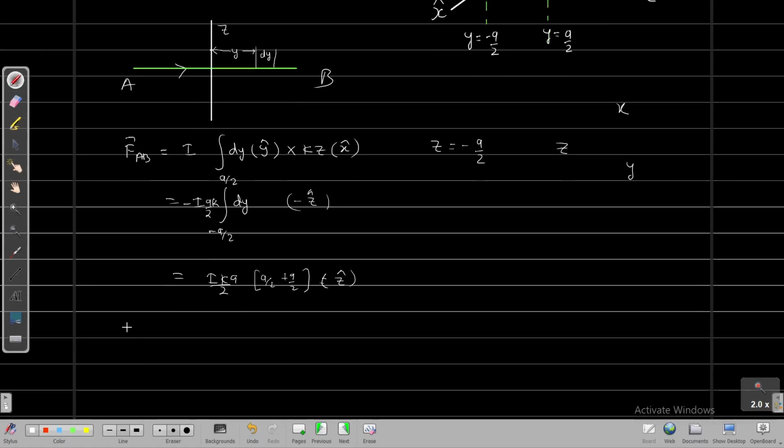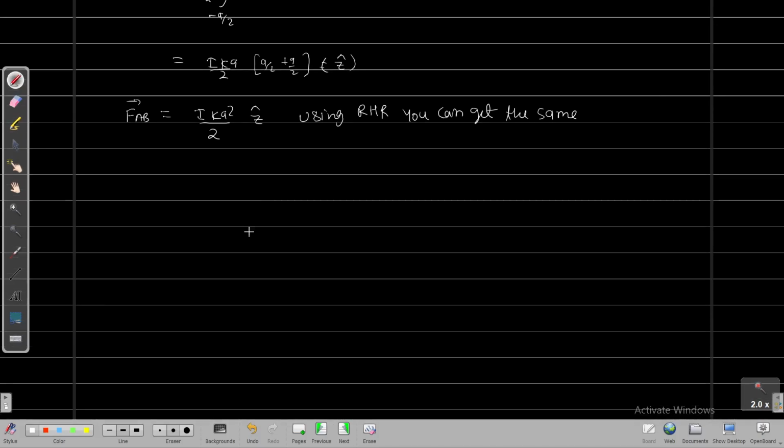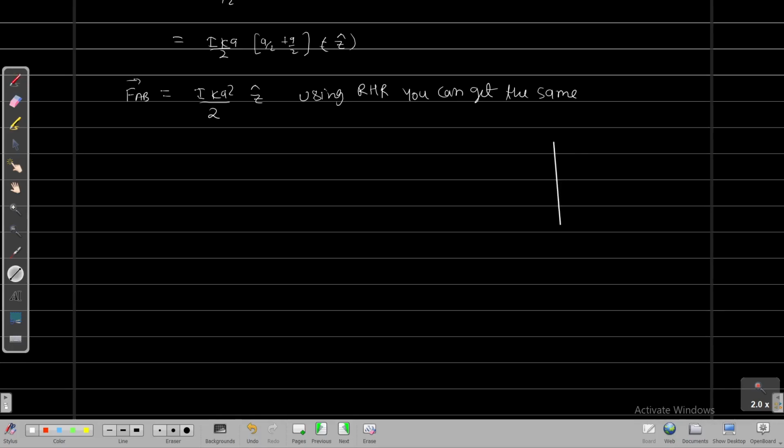So the force on AB vector is I k a square, y to z cap, and using the right hand rule, you can get the same. Now the remaining wire is BC. You can think of it like the case of AD, where the answer will be the same, but let me solve it for your convenience.